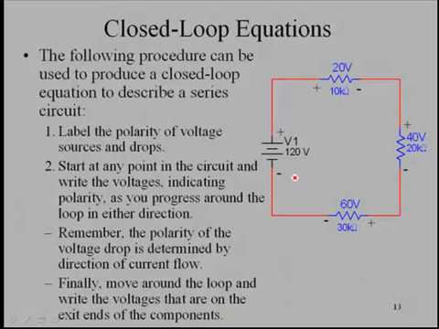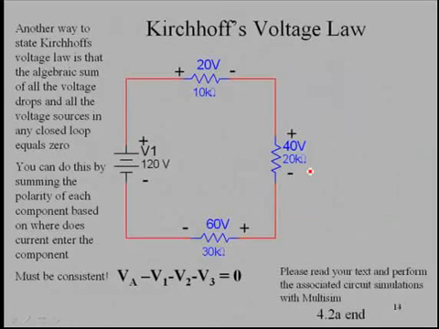And so we could do this. In fact, let's go to the next slide, there's a little more space on the next slide. And what we're actually doing is applying Kirchhoff's voltage law. And another way to state Kirchhoff's voltage law is that the algebraic sum of all the voltage drops and all the voltage sources in any closed loop equals 0. And you can do this by summing the polarity of each component based on where current enters the component.